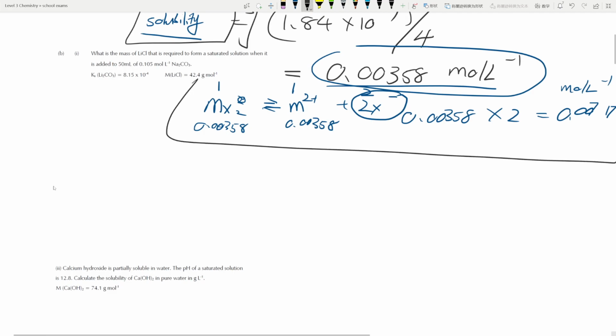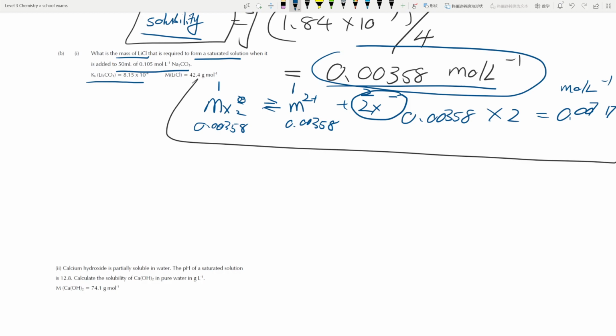All right, so what is the mass of lithium chloride that's required to form a saturated solution if it's added to 50 mL of that sodium carbonate? Okay, so the Ks of Li2CO3 is given. Now this is the thing that you should always use: when you look at the question and you don't know what to do, look at the Ks expression, because we don't give you the Ks expression of Li2CO3 for no reason.